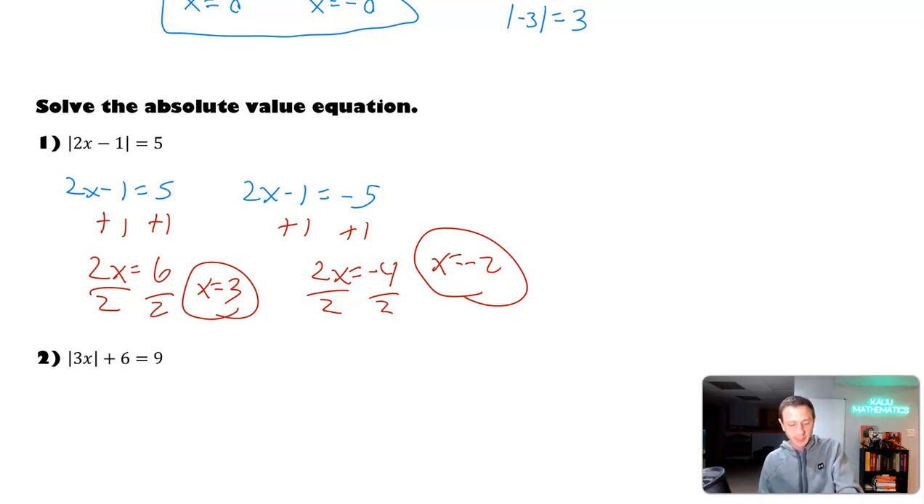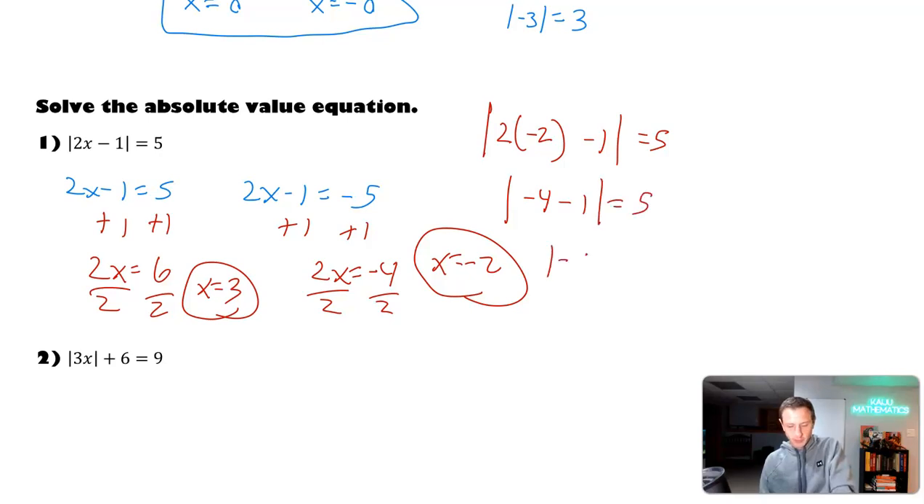And look what happens. If I take negative 2, just want to show you what happens. I have 2 times my x value that I just solved and got negative 2, minus 1, absolute value equal to 5. 2 times negative 2 is negative 4, minus 1. Absolute value of negative 4 minus 1 is the absolute value of negative 5, equal to 5. Absolute value of negative 5 is 5. 5 equals 5. See how that ends up working out?